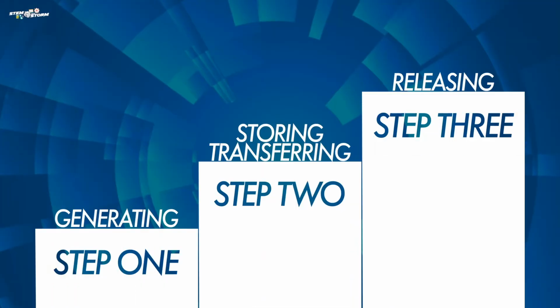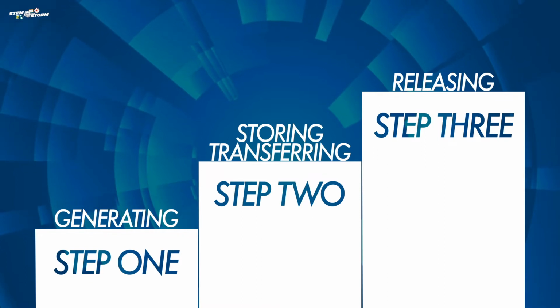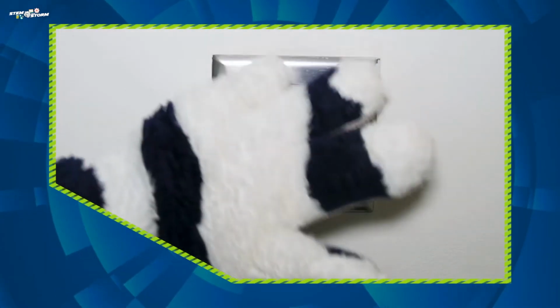After power is generated and stored, it's eventually released. This is step 3 of the process for creating energy. When power is released, the energy allows for things to turn on, such as flipping the light switch to turn on the lights in a room.